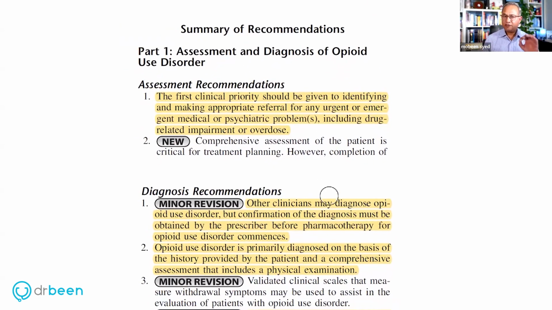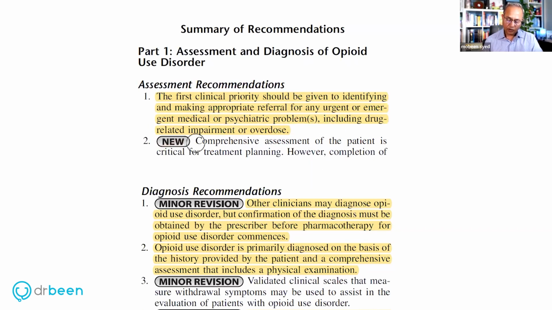Now, in the summary of recommendations, there is a section that says assessment and diagnosis of opioid use disorder, or OUD. There are a number of pages with these recommendations. We'll go deeper as we go further. I just want to give you a highlight. So if you would like, you can go and read that book as well. So for example, assessment recommendation. The first clinical priority should be given to identifying and making appropriate referral for any urgent or emergent medical or psychiatric problems, including drug-related impairment or overdose.